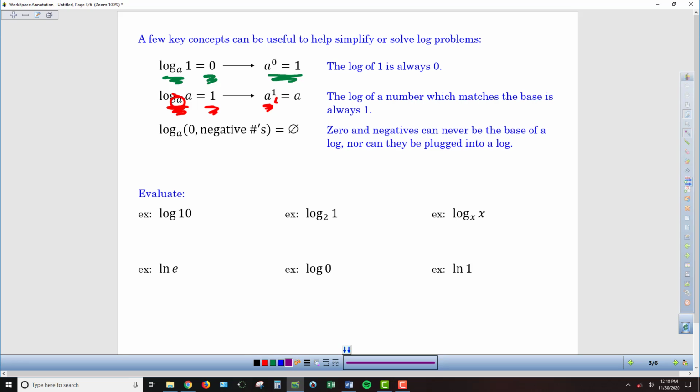And then the third property that we have here is that we can never take the log of 0, and we can never take the log of a negative number. And again, if we rewrite this in exponential form, we can very quickly see why that's the case. So let's say we had just something over here like x. So if we said log base a of 0 or a negative is supposed to equal x, well, that would mean a to the x power would have to somehow equal 0 or somehow equal a negative number.